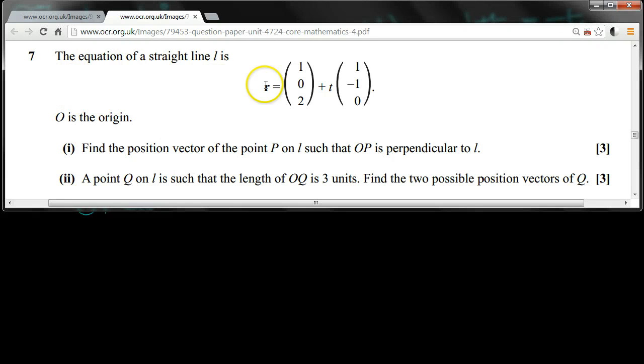The equation of a straight line L is this. O is the origin. Find the position vector of the point P on L such that OP is perpendicular to L. A point Q on L is such that the length of OQ is 3 units. Find the two possible position vectors of Q.